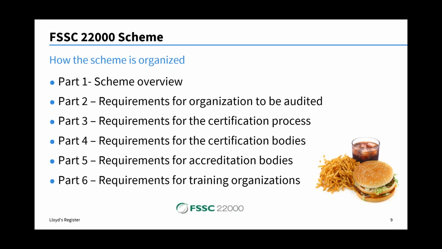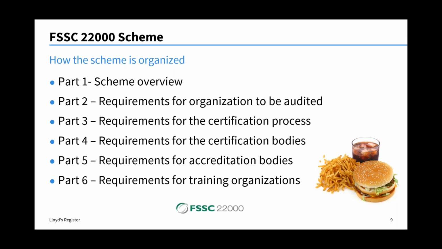During this webinar, we would be discussing Parts 1, 2, and 3, which are relevant to the organizations who are implementing FSSC 22000. Parts 4, 5, and 6 are not directly relevant to organizations implementing FSSC 22000, so we would not be covering the changes in those. Apart from these six parts, there are two appendices to the document. Appendix 1 is about definitions, and Appendix 2 is about references.